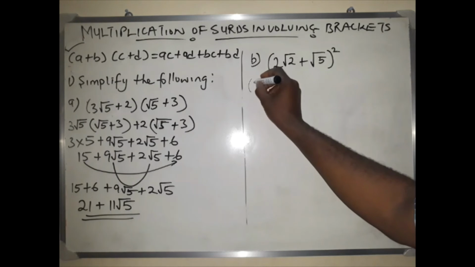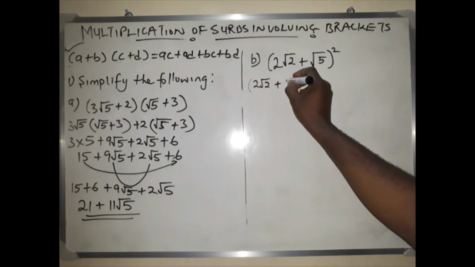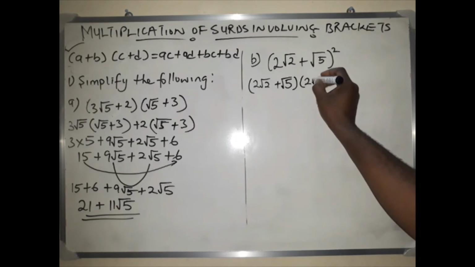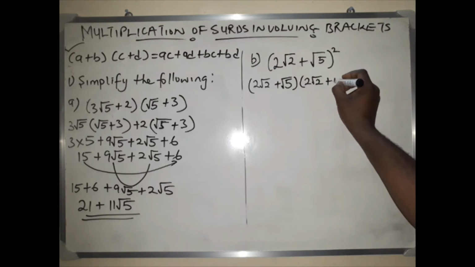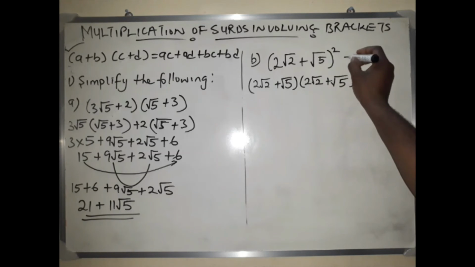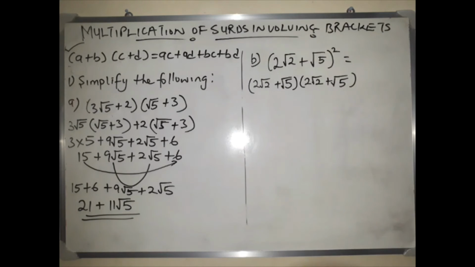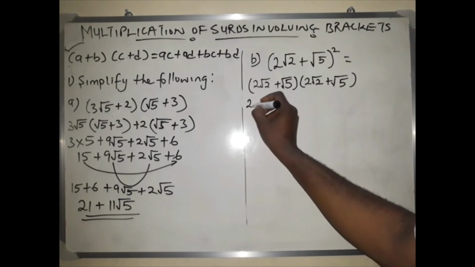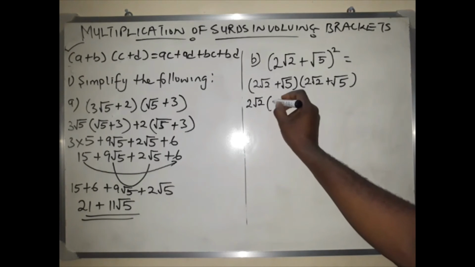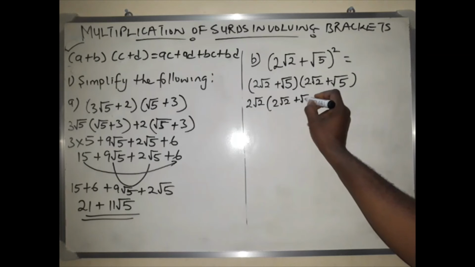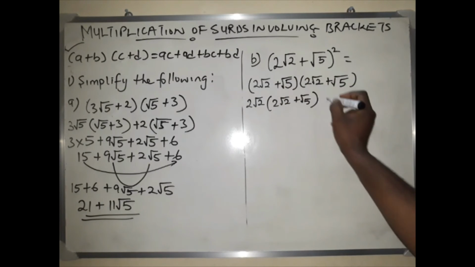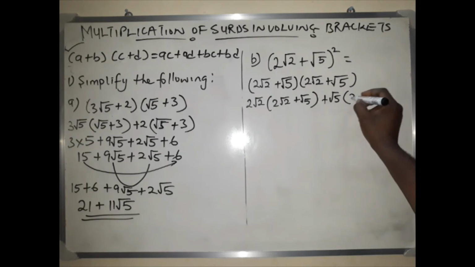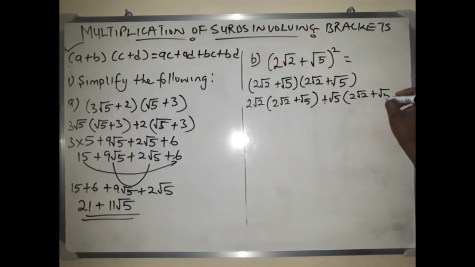So it will now be 2 root 2 plus root 5 times 2 root 2 in another bracket plus root 5. So that's what this expression means. It means you multiply this by itself again. So now, of course, we'll do the same thing we did here. We now say 2 root 2 times 2 root 2 plus root 5. We'll now say plus root 5 times what? Everything here, which is 2 root 2 plus root 5.